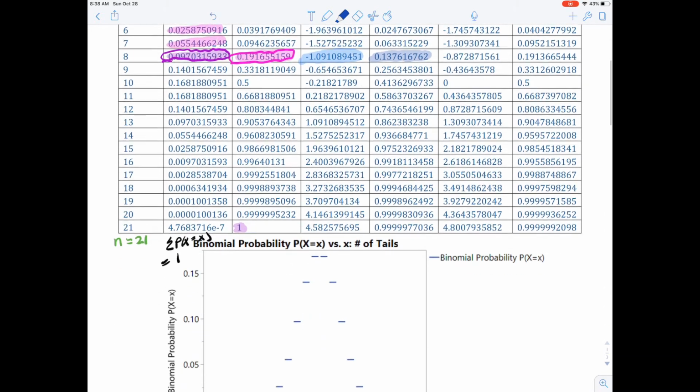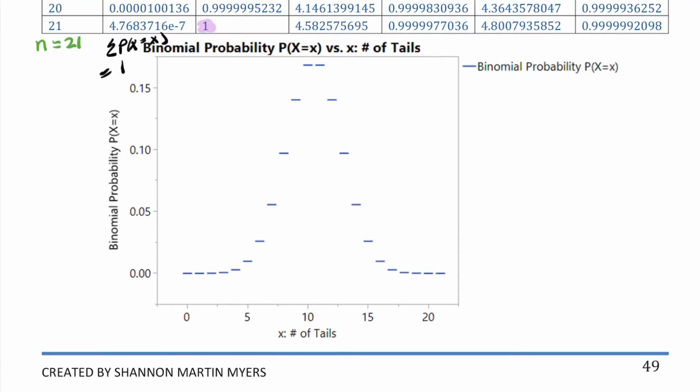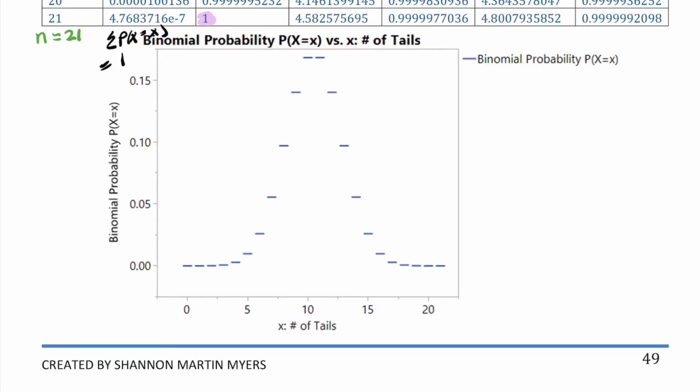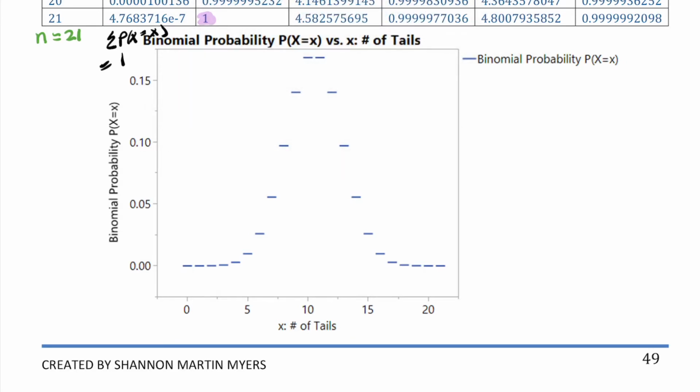So here, I don't know if it's just me, but they don't make the bars touch. I played around with it, couldn't make it happen. So I just did the tops of where the bars would be. And look at that. It really looks like a very nice normal curve, doesn't it? If you drew that in, you would have quite a bit of symmetry, right?